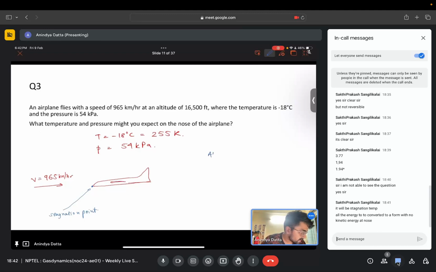The condition at the nose of the airplane is a stagnation point, which is saying that velocity is 0, which means that the temperature will be equal to the stagnation temperature and the pressure will be equal to the stagnation pressure.